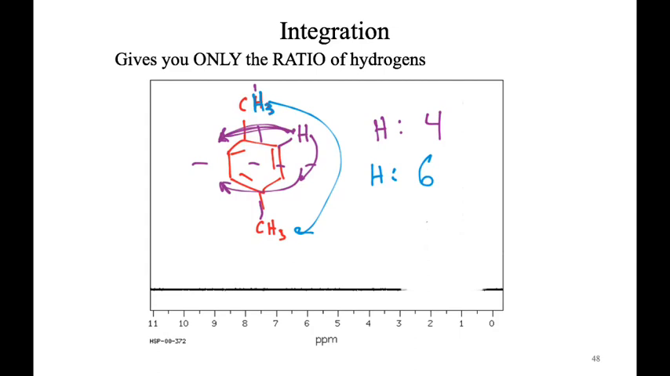If you were told 4 to 6, someone was being really nice. More than likely, what would you be told? 2 to 3. The integration is almost always the reduced ratio. If you're given something that's higher than the reduced ratio, we're really trying to heavy-handedly hint that that's actually the number of hydrogens. Everybody understand where that came from now? Cool.